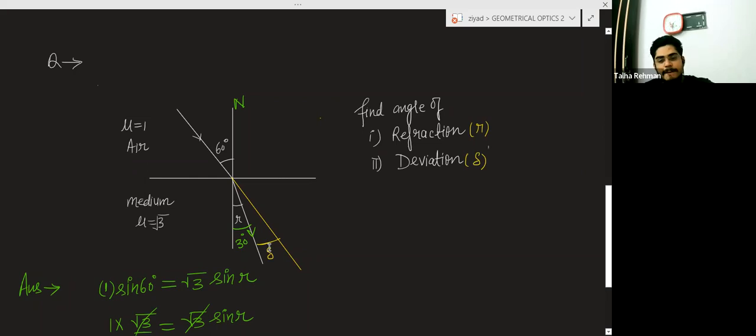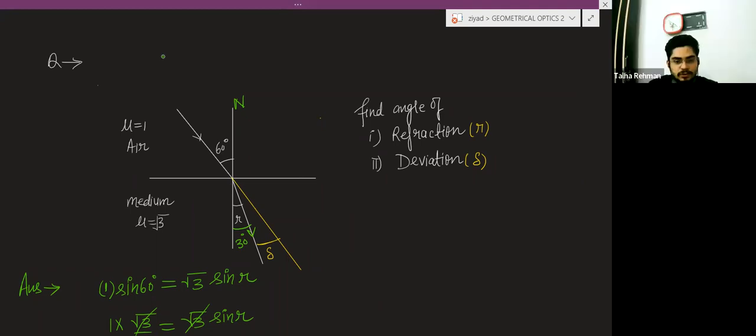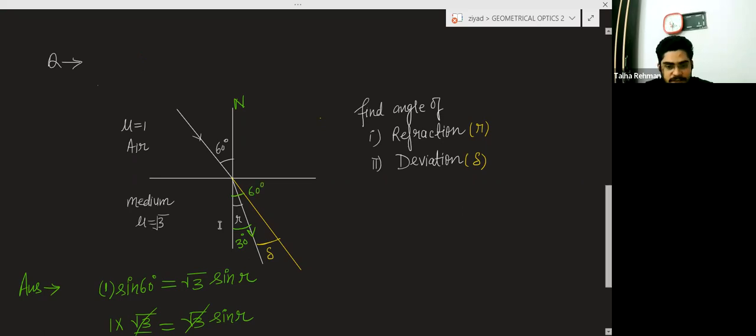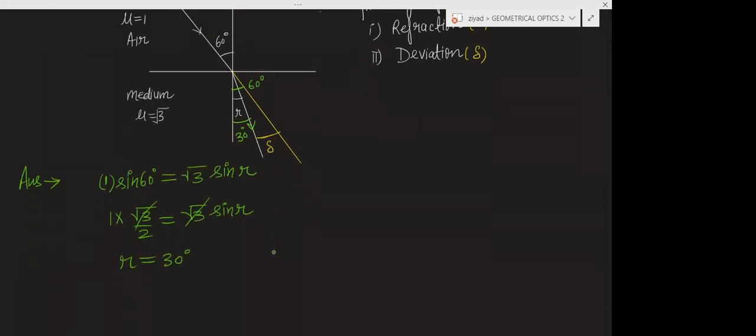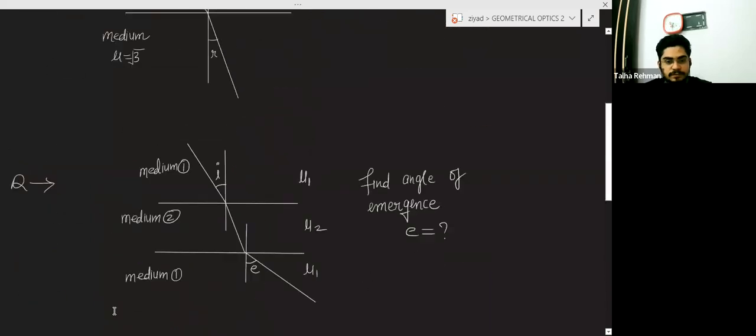So this angle, can you find this angle? If this angle is 60 degrees, then this whole angle will also be 60 degrees, as it is a vertically opposite angle. So if this whole angle is 60 degrees and this angle is 30 degrees, this angle will also be 30 degrees. So delta you can find: 60 minus 30, that is equal to 30 degrees. That is the angle of deviation.